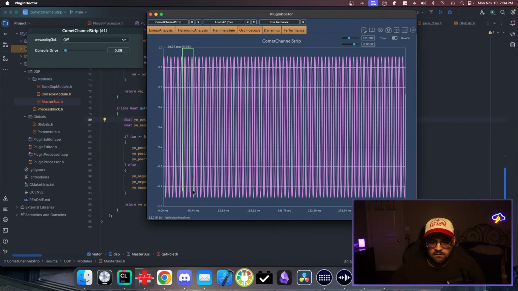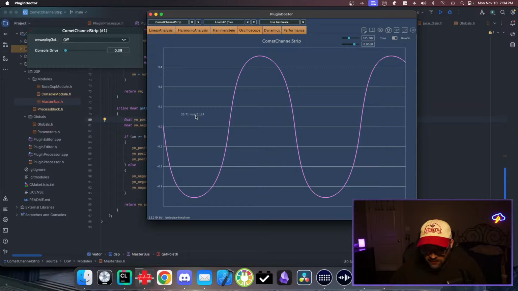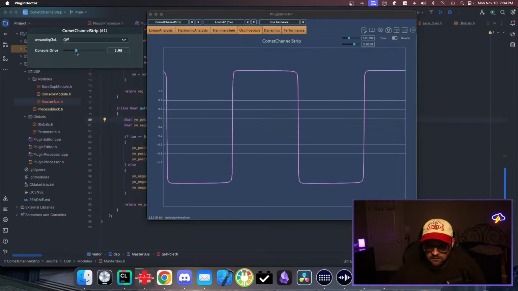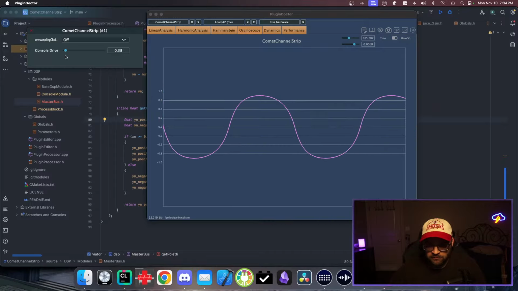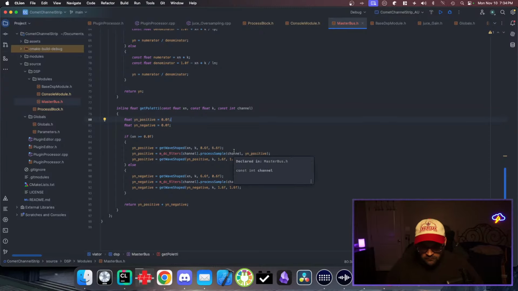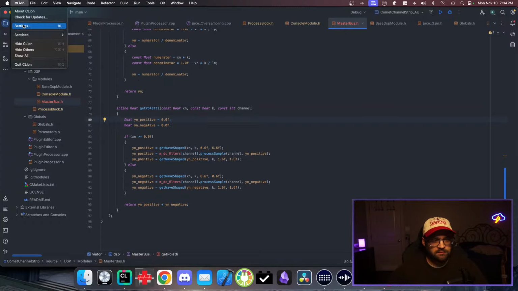Let me grab this right here. Zoom the screen. Which screen? Just the plugin doctor or, oh, do you mean the code? Zoom on the code. I can make the code bigger.